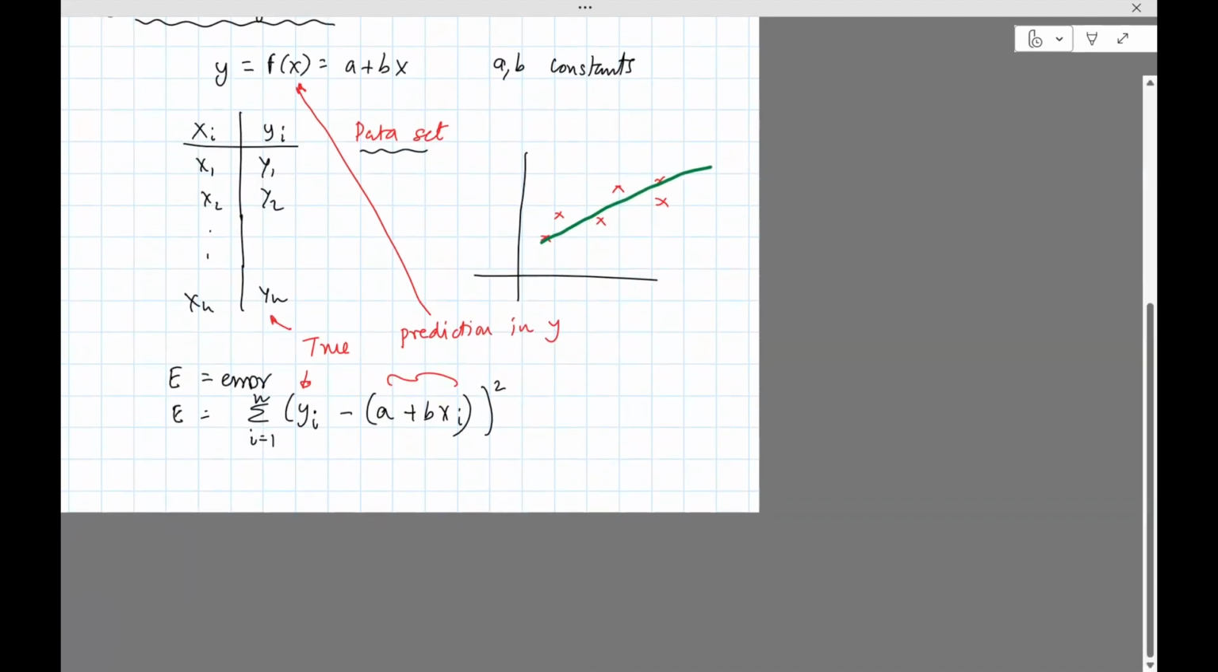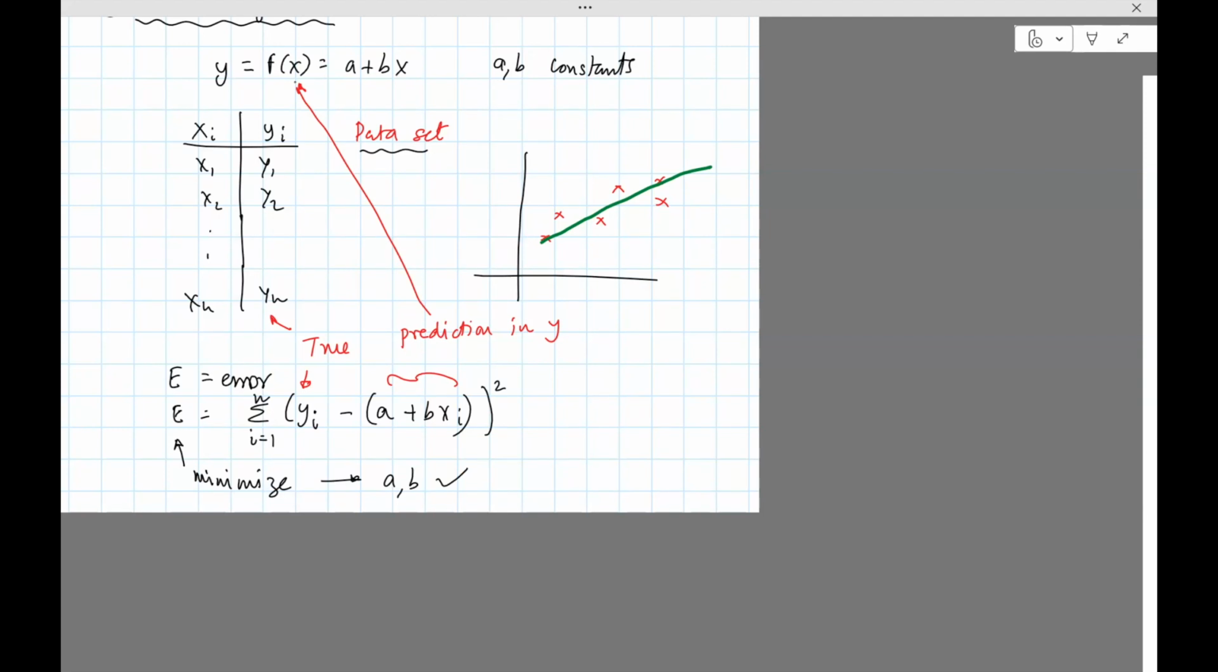So we want to minimize this quantity. So minimize E, and this gives us values for a and b from the minimization.